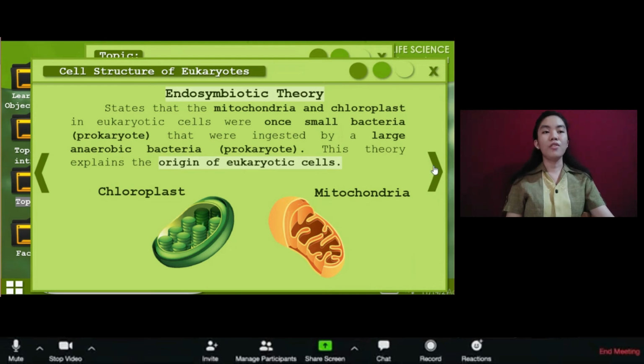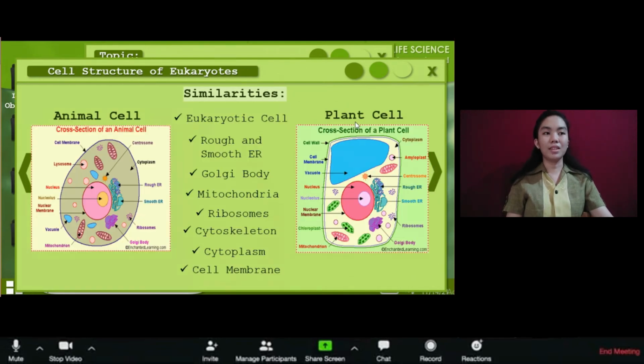know today. So, for the similarities class ng plant cells and animal cells, they are both eukaryotic cells. They both contain rough and smooth ER, Golgi body, mitochondria, ribosomes. Class ng ribosomes, they are not technically organelle. Why? Kasi they are not membrane-bound. Next is the cytoskeleton, cytoplasm, and the cell membrane.